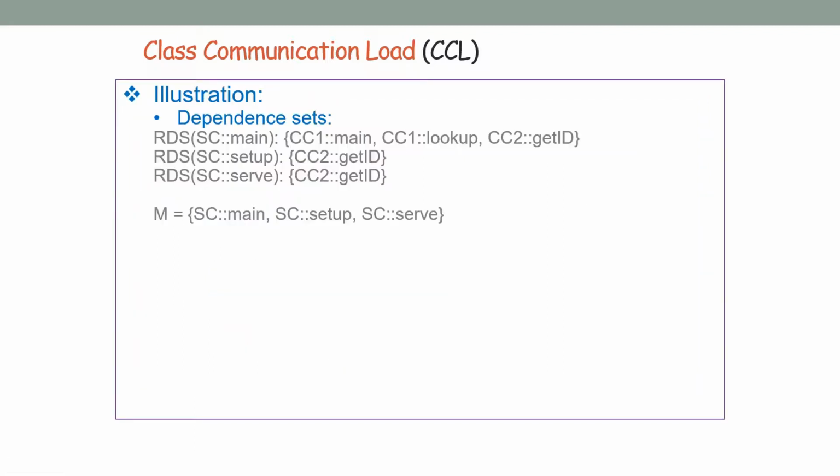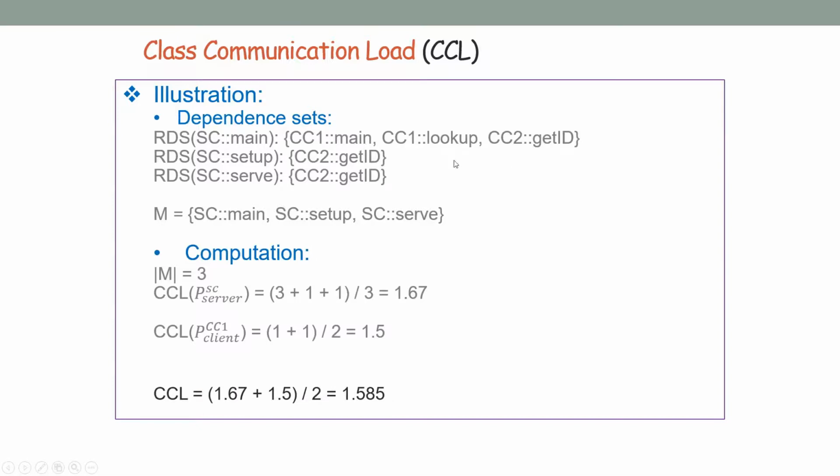Let us consider the same example for CCL illustration. Suppose I have RDS, the remote dependent set, and M, the entire set of covered methods as shown. The size of M is 3. So the first class level CCL is 3 plus 1 plus 1 divided by 3, which is 1.67. And the CCL for CC1 client is 1 plus 1 divided by 2, which is 1.5. So the system level CCL is 1.67 plus 1.5 divided by 2, 1.585.